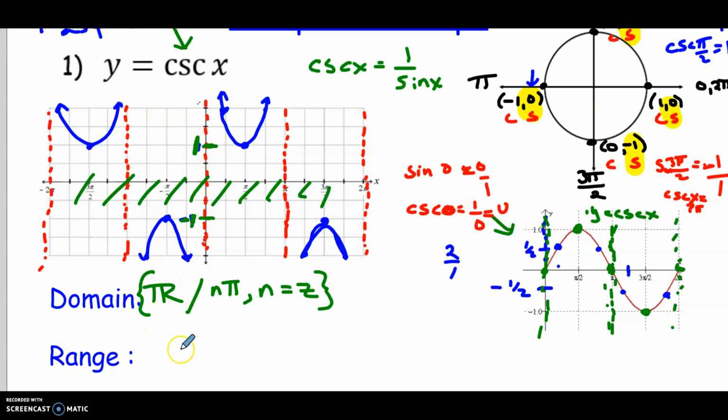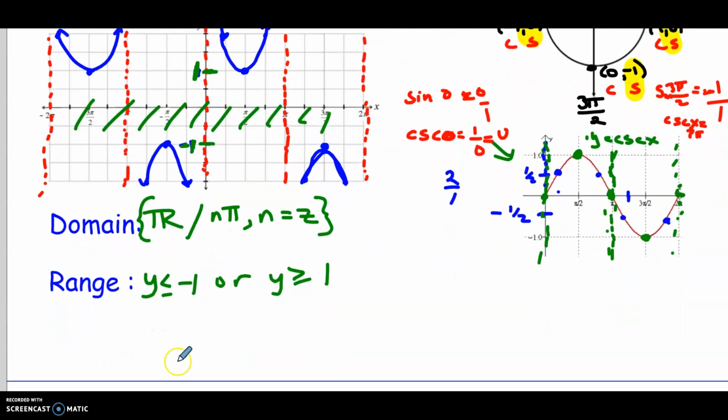So your range is y is less than or equal to negative 1, or y is greater than or equal to 1. All right, in interval notation, you would write it as negative infinity to -1 inclusive, with the union sign, to 1 to positive infinity.